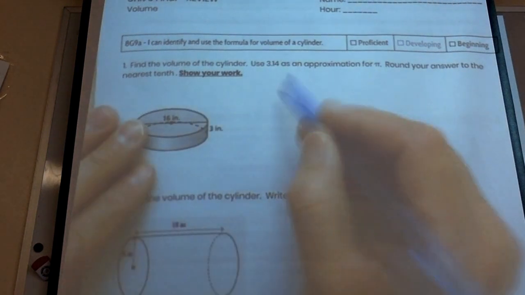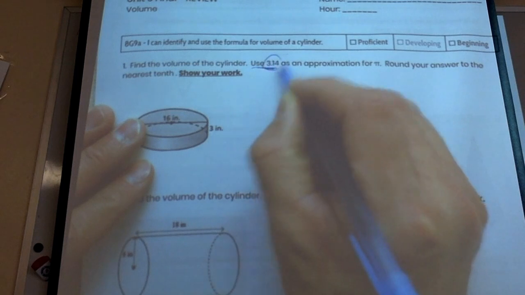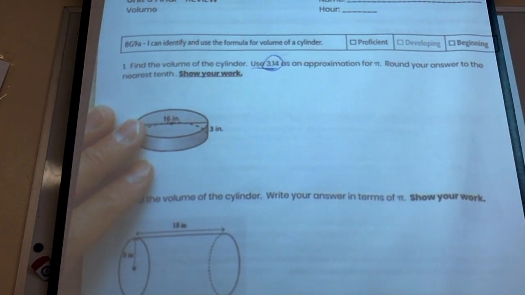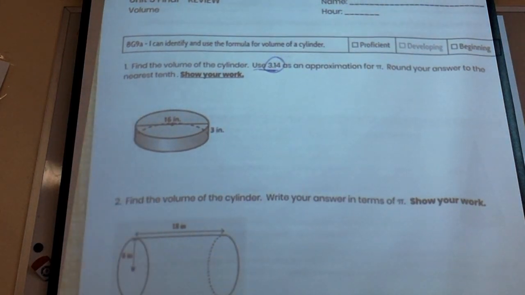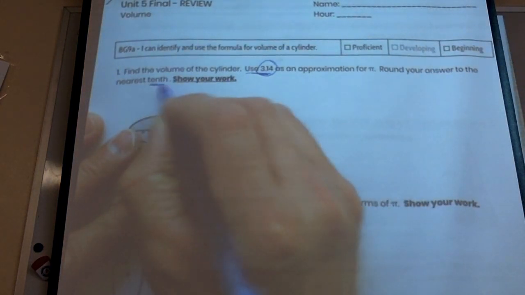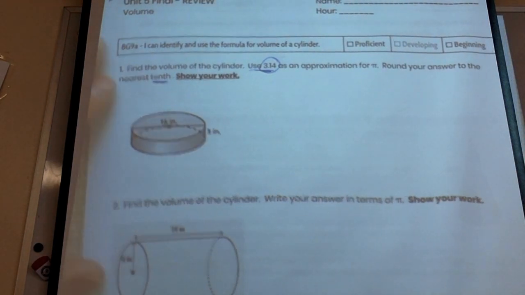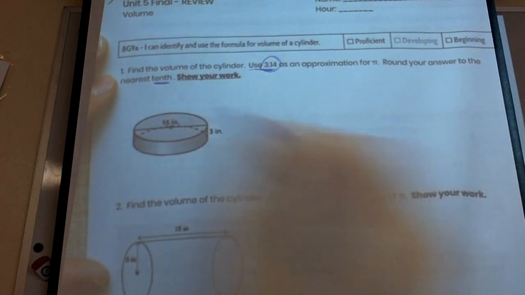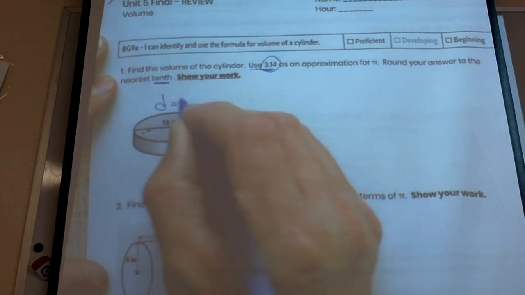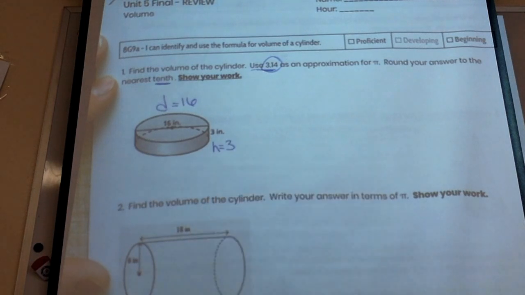So the things that you need to really take care of, and think about, you're going to use 3.14 in your calculation versus the pi button on your calculator. And then lastly is round your answer to the nearest tenth. So that's what we got to remember. So we have a cylinder. I'm just going to write down a few things. We have a diameter that equals 16, and we have a height that equals 3.